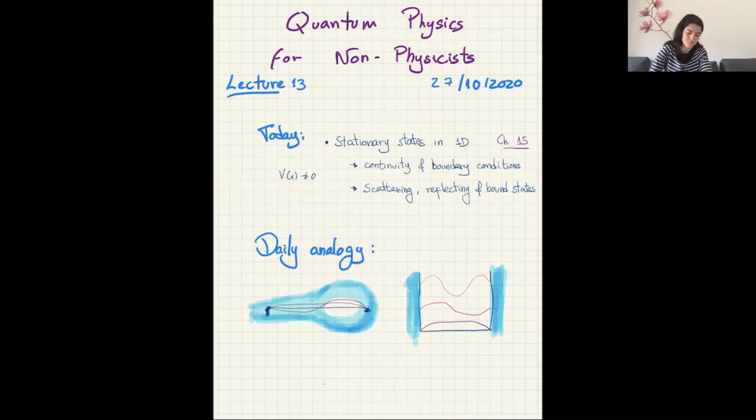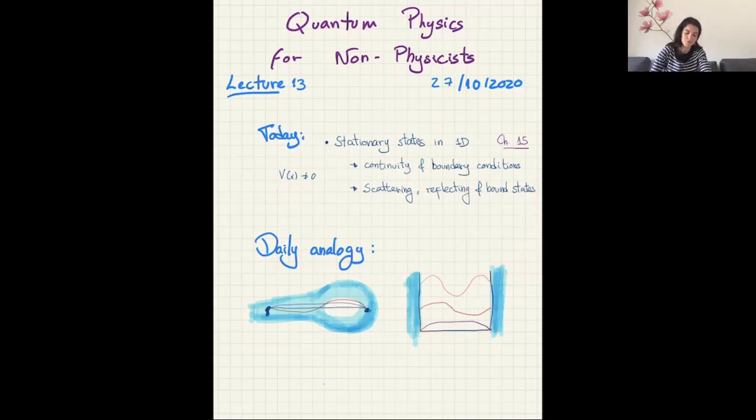So in the previous lecture, we considered a wave function that is bound. It's free inside a box, but outside the box, we just say it has infinite potential. And so we just say that the wave function must be zero at the borders of this box.